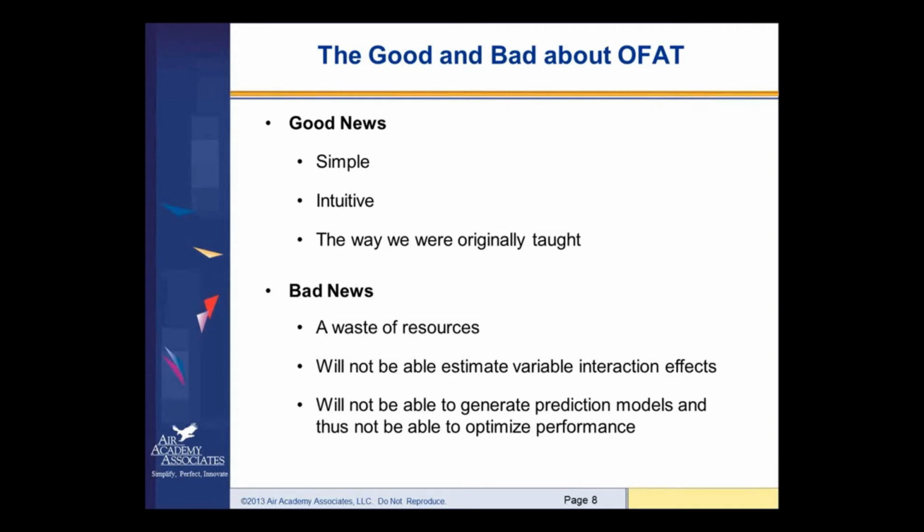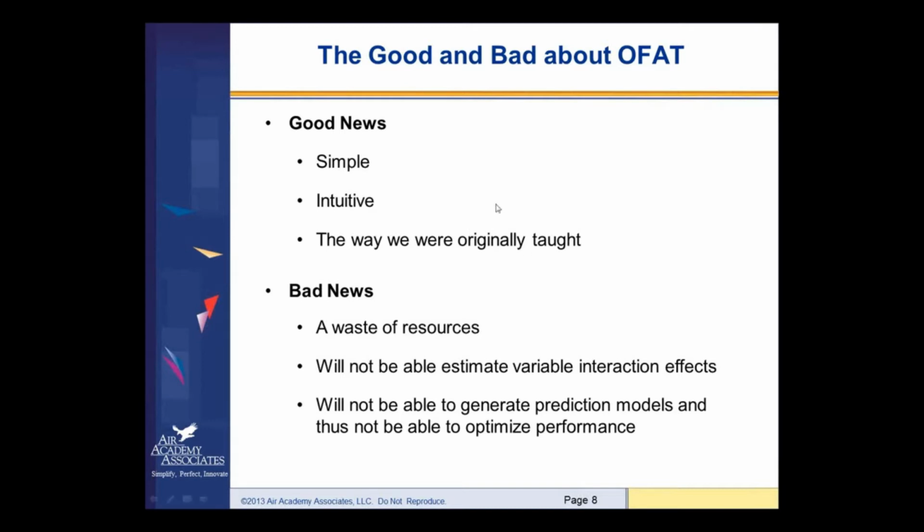The bad news about OFAT, it's a waste of resources, as I said, time and money. You will not be able to estimate variable interaction effects, and the combination effects are really what are serious out there. If we have a problem, it's usually not just one factor. It's usually a combination of factors that is creating issues. And we won't be able, with OFAT, to generate prediction models and thus not be able to optimize performance.